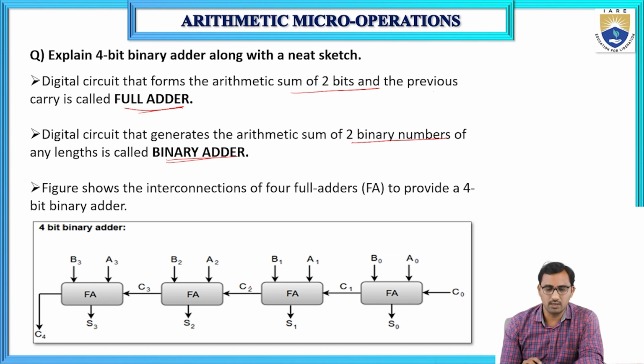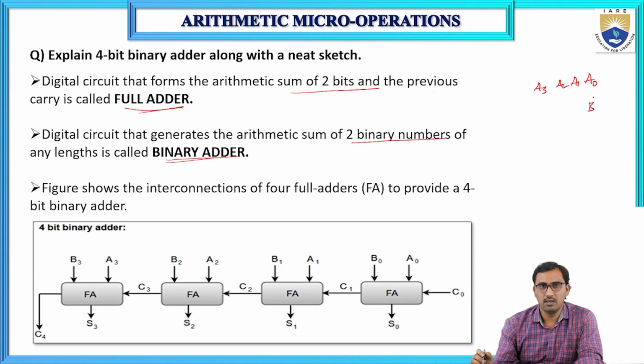So this is a 4-bit binary adder. That means we have two numbers A, B, and their bits are represented with A0, A1, A2, A3. So these are the 4 bits of A. And similarly, we have 4 bits of B: B0, B1, B2, B3.